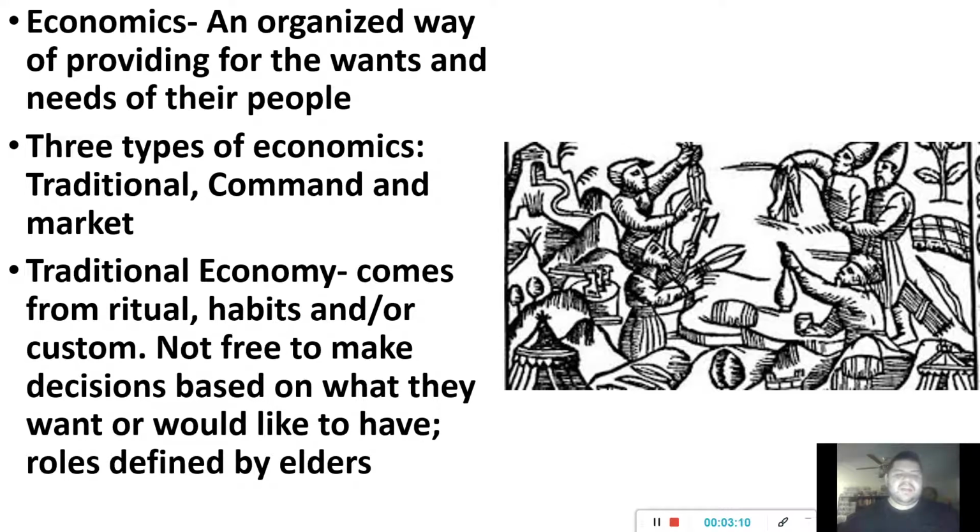The traditional economy comes from rituals, habits, and or customs. If you know the definition of tradition, you should have a good idea of what traditional economy is. Things that are habit, a ritual, things you do every year, consistently. You don't really change much. It also means not being free to make decisions based on what you want or would like to have, and the roles are defined by the elders. The older people know what's been done year after year because they've lived a long life, so they know what happened in the past in your families. Your great grandma would know because they lived it.